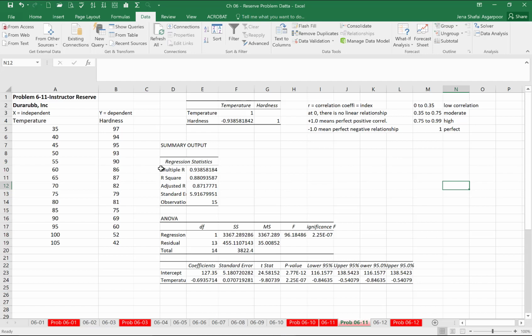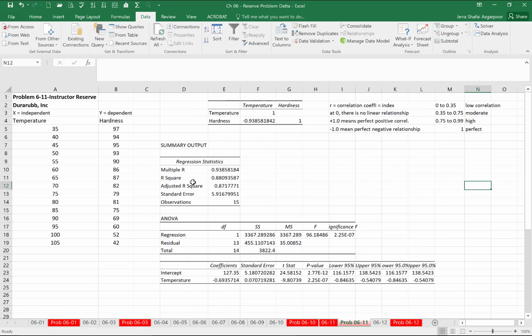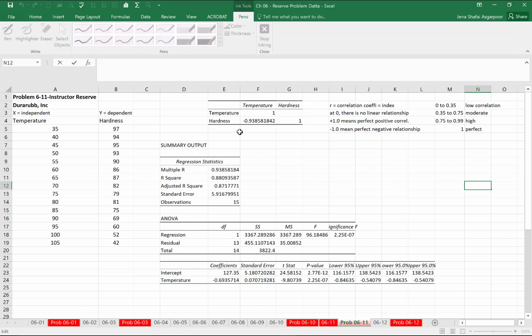So here's my output for this analysis. Let's go ahead and interpret this quickly. We have the multiple R, this right here. This is the correlation coefficient.